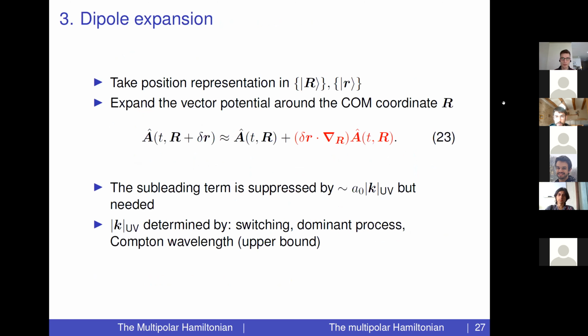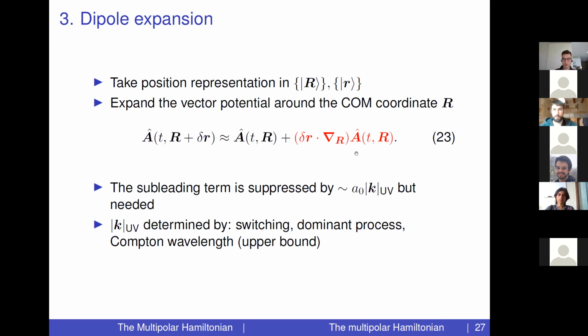In general, you have a multipolar expansion, but for our purposes, as in the first talk and the first part of this talk, we do a dipole expansion. So we go to position representation associated with the center of mass and internal degrees of freedom of the atom, and expand then the field operator around the center of mass, not just to leading order, but we have to go to subleading order. Because we're considering a dynamical center of mass, this is important, and this will be already a leading order interaction in this new multipolar representation of the Hamiltonian.